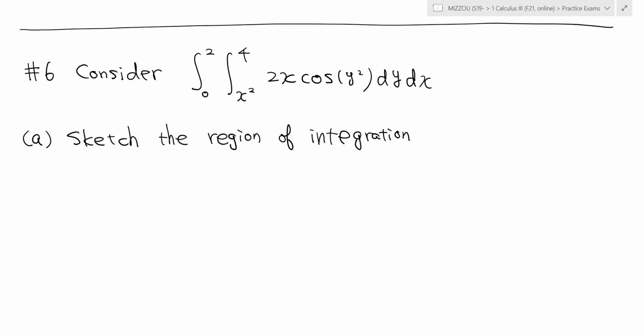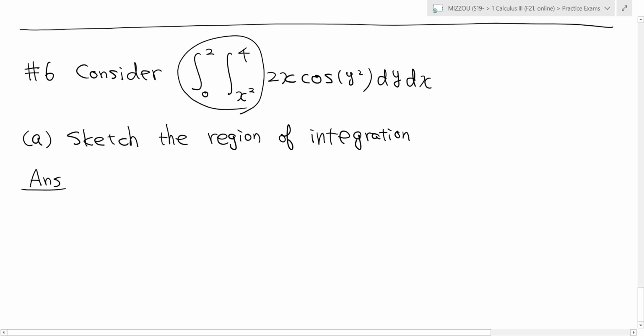All right. So this is the last problem, problem number 6. Consider this double integral. Now, part A, sketch the region of this integration. To do this, you have to read off the region of integration by looking at the limits of the integral. First, look at the first integral, which is with respect to y. If you look at the limits, what's hidden is actually y is equal to x squared and y is equal to 4. Those are the two things that are hidden from the notation.